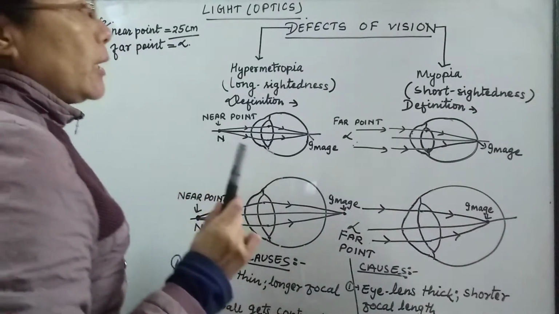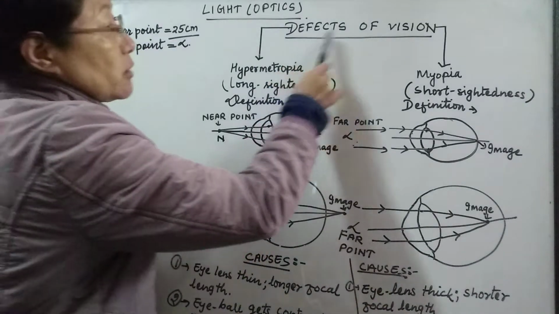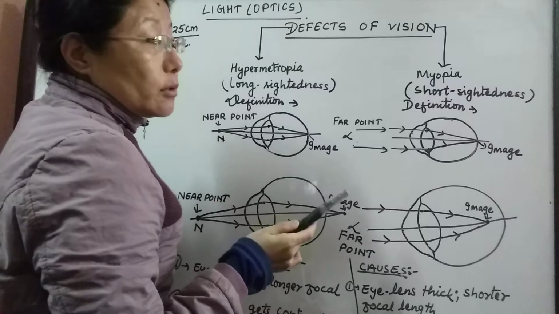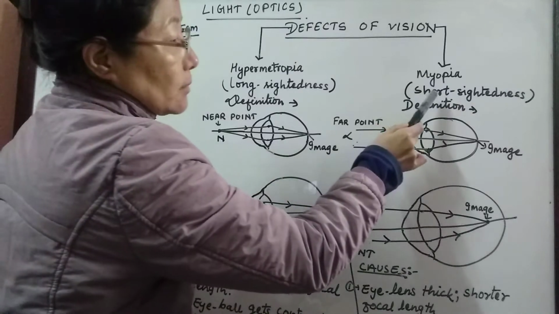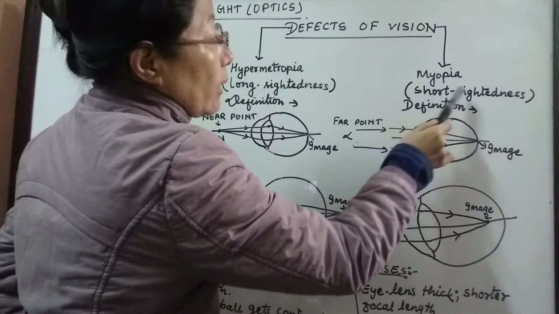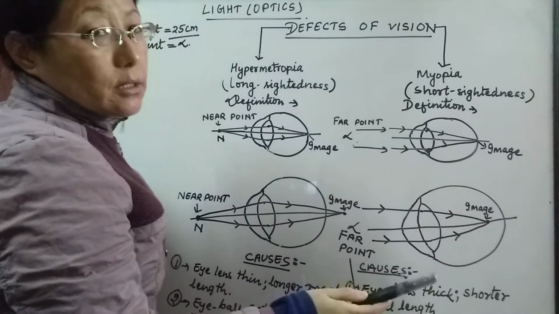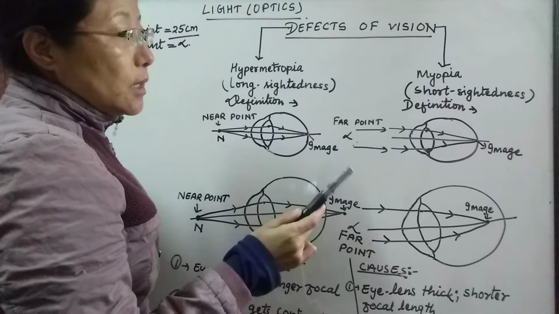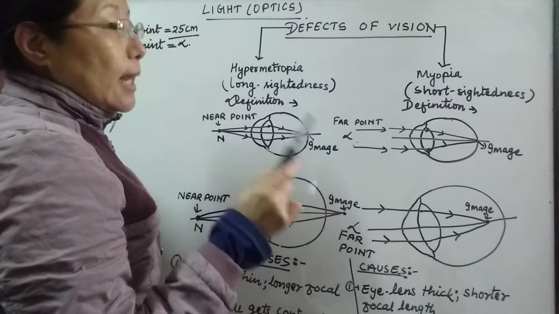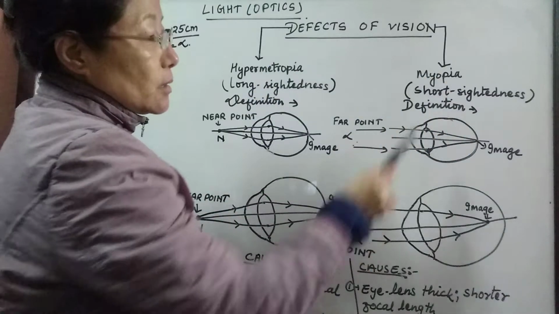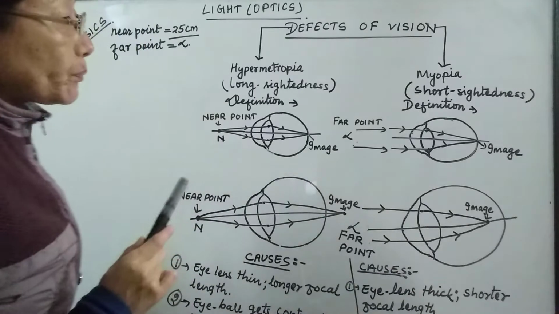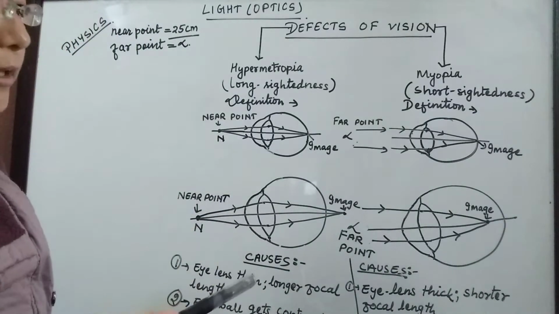What is myopia? Myopia is the defect of vision in which a person can see nearby objects but cannot see far away objects. A person can see nearby objects but cannot see far away objects. That is myopia, right? So these are the definitions.